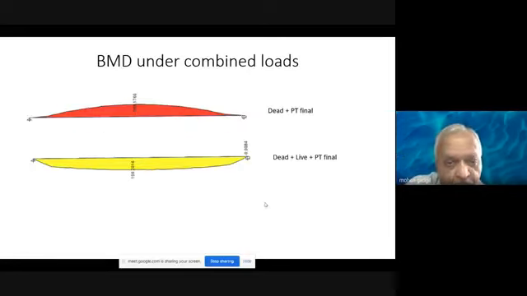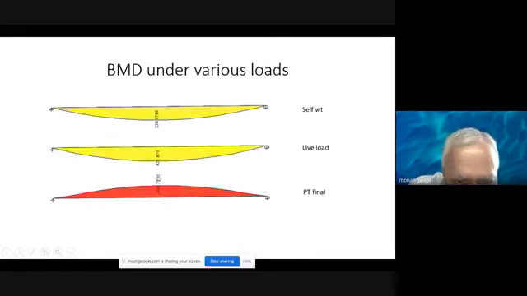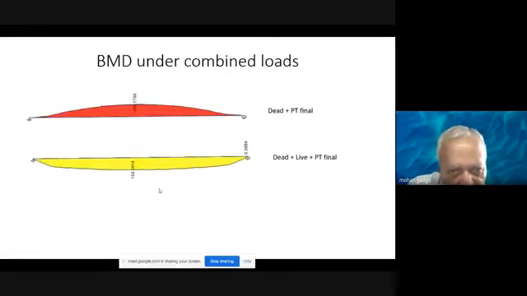Okay. Now once you combine the two, we have got these two combinations. One is dead plus PT final. So we have got final pre-stressing force with all the losses, and there is dead load, which includes the self-weight. So it is self-weight plus PT final. Then we see that there is a negative moment at the center because, as you see over here, the moment due to pre-stress is about 507 kilonewton meter, and the moment due to dead load is 238. So we see that there is some net negative moment developed due to the self-weight and the pre-stressing force. That is the effect that you can see over here.